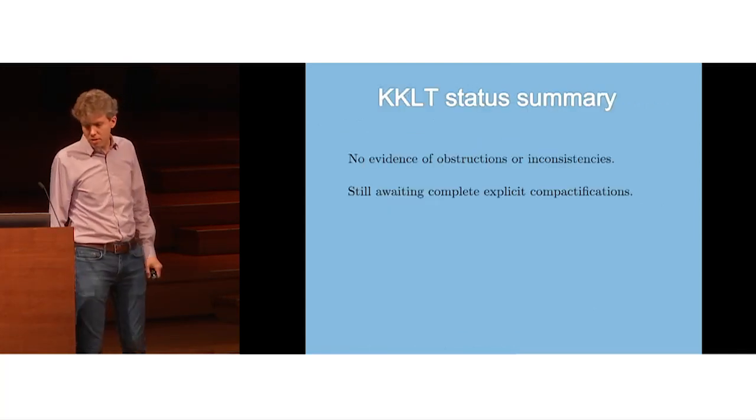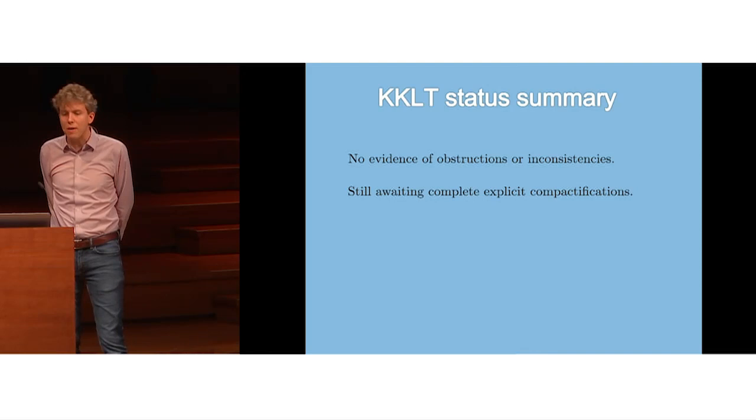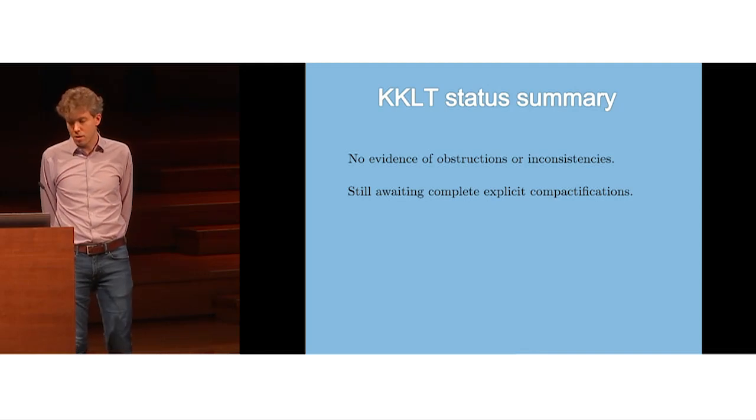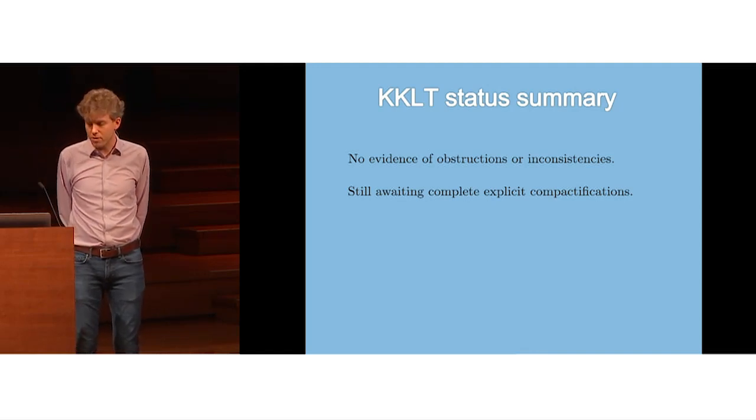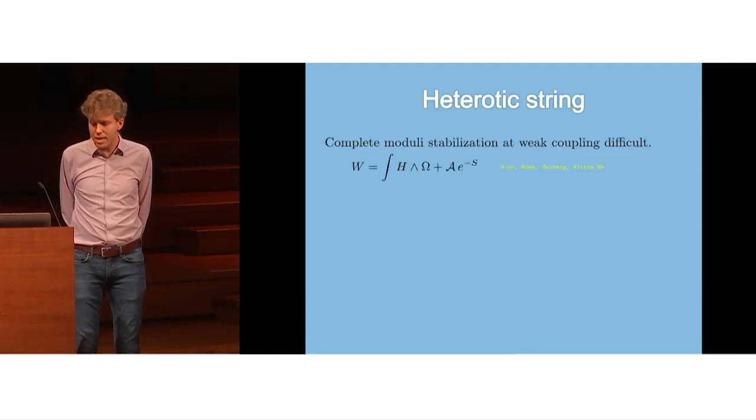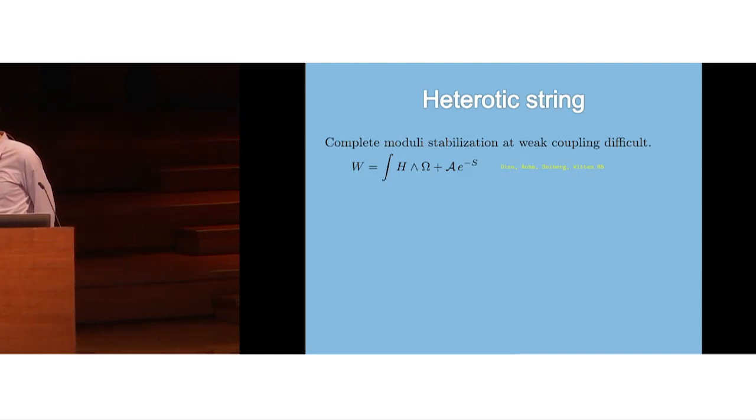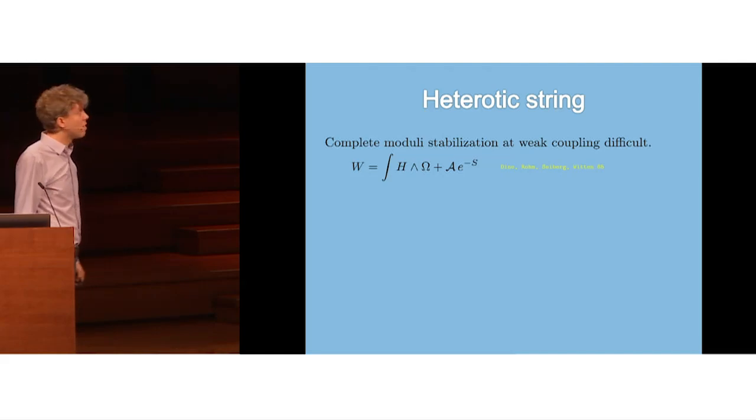Okay, so as a status summary of KKLT, there's no evidence of obstructions or inconsistencies of any kind, but we are still awaiting complete and explicit compactifications. Now, in the last couple minutes, let me say a few words about constructions in other string theories. In the heterotic string, many, many years ago, Dine, Rohm, Seiberg, and Witten effectively constructed a superpotential that's very similar to the one that we've been discussing today. It has a constant term from flux and a non-perturbative term from gaugino condensation.